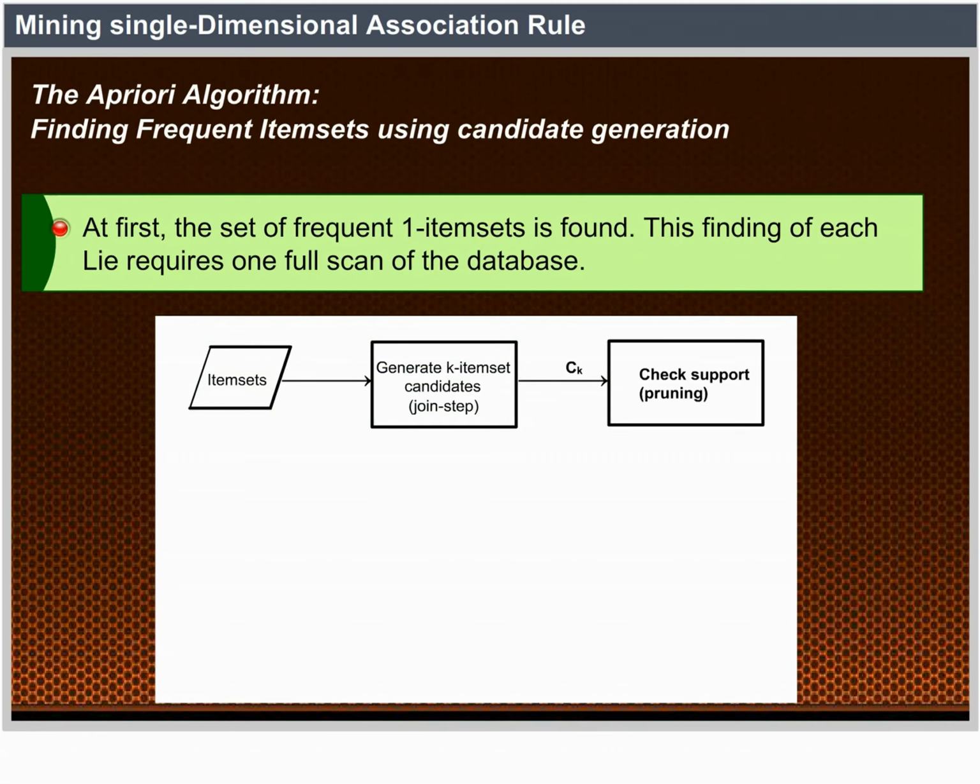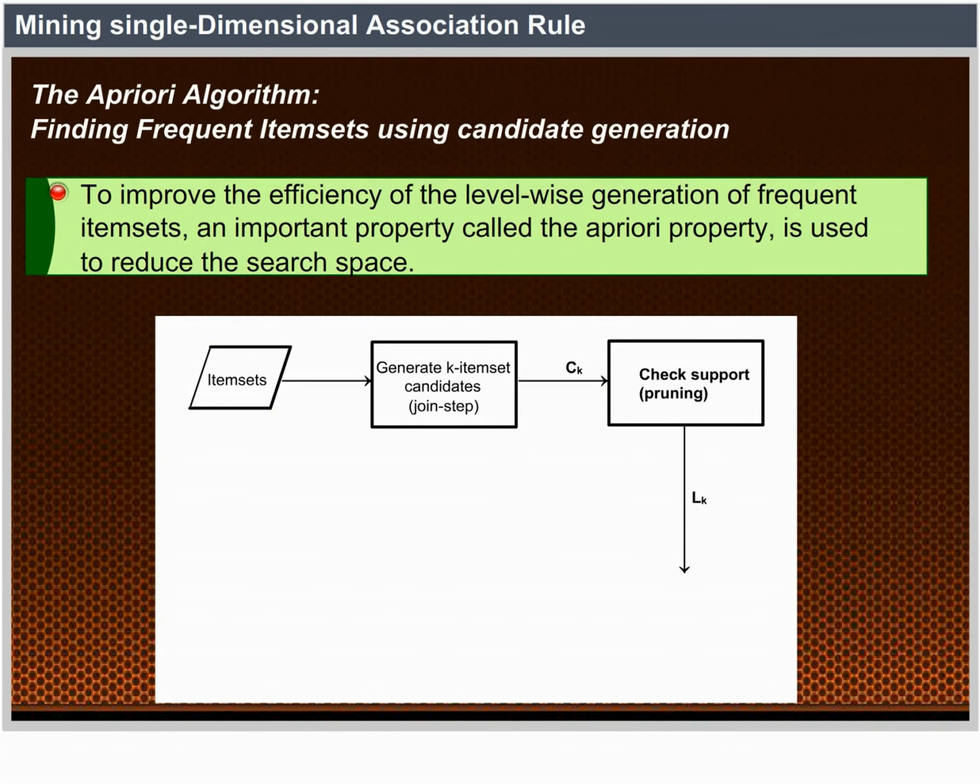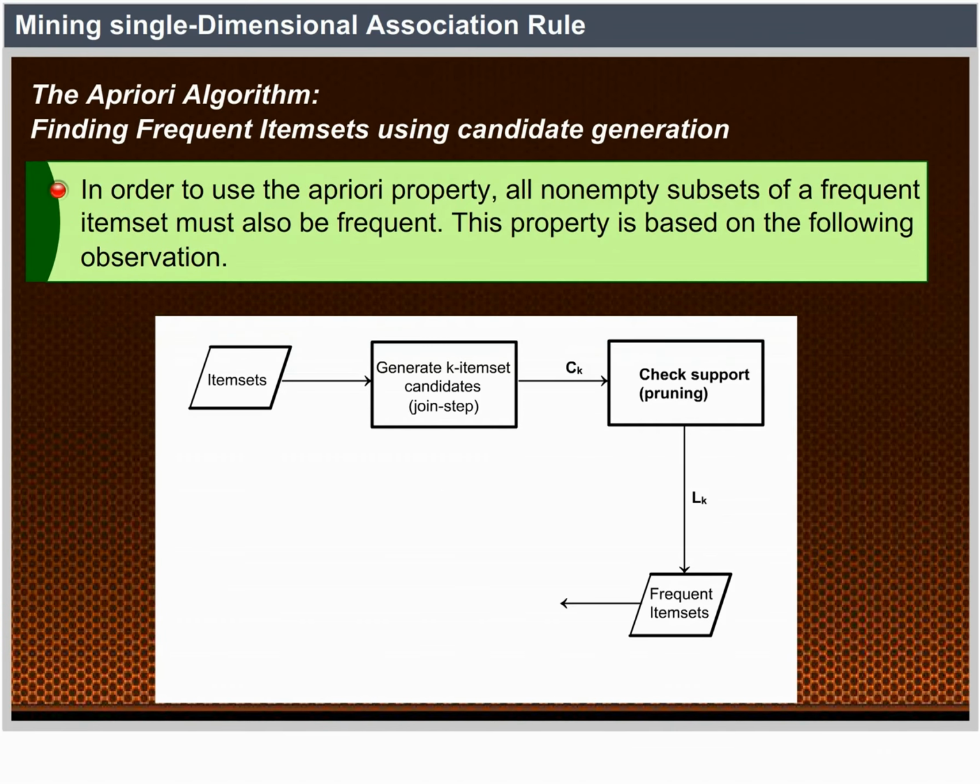To improve the efficiency of the level-wise generation of frequent item sets, an important property called the Apriori property is used to reduce the search space. In order to use the Apriori property, all non-empty subsets of a frequent item set must also be frequent. This property is based on the following observation.